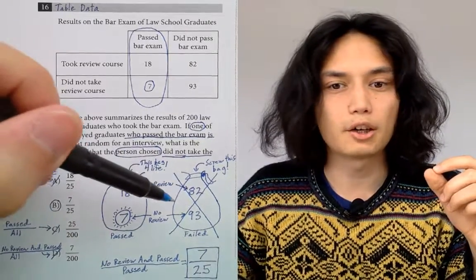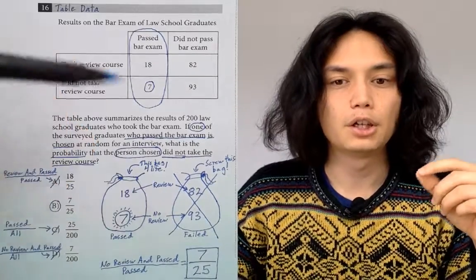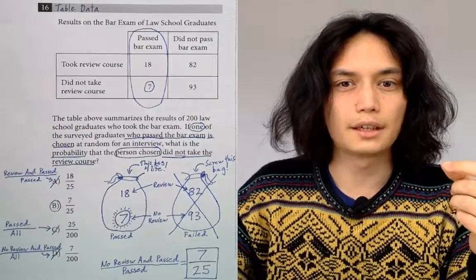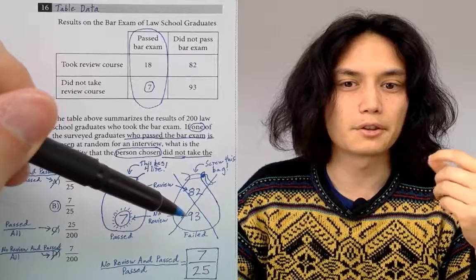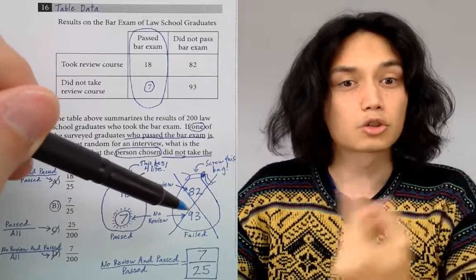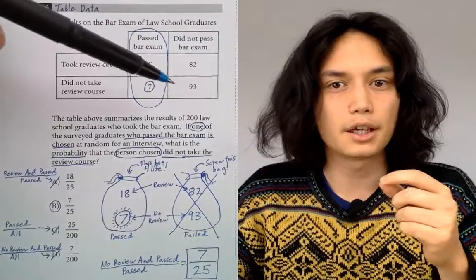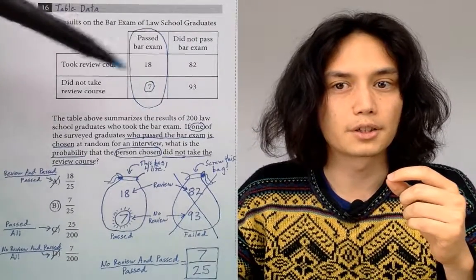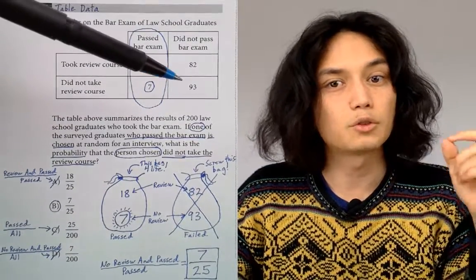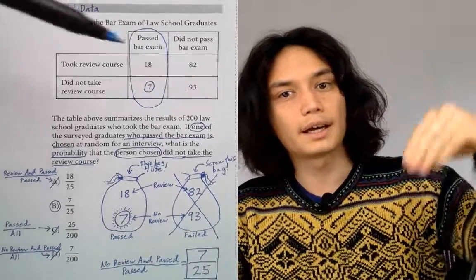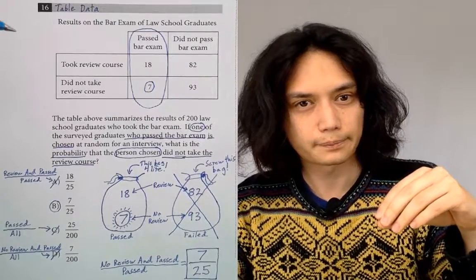Notably, we don't care about the 93 people who didn't take the review course and didn't pass. That's people in this failure bag right here. Screw the failure bag. Up in the table, this is 93 people who didn't pass the bar exam and didn't take the review course, and we don't care about them. They're not in the bag into which we're reaching.